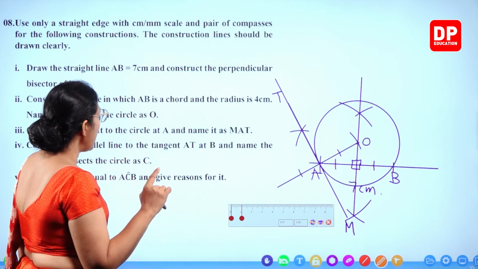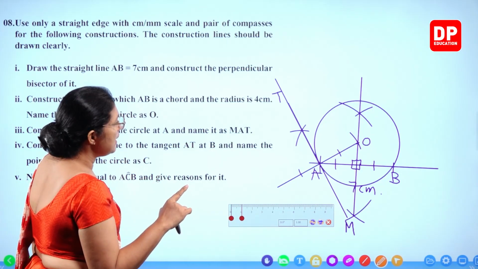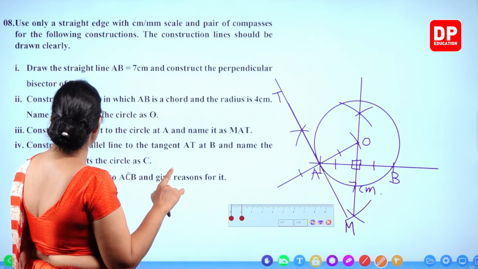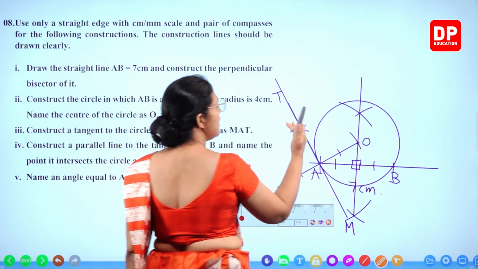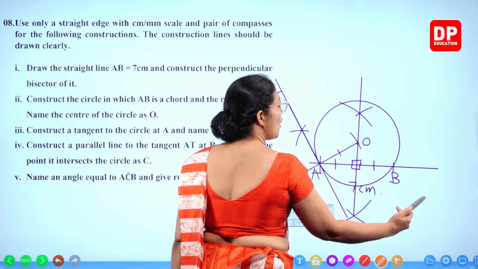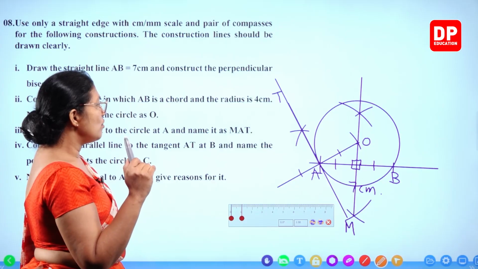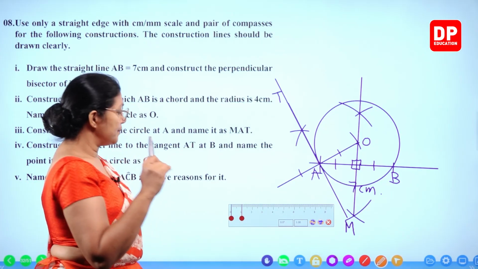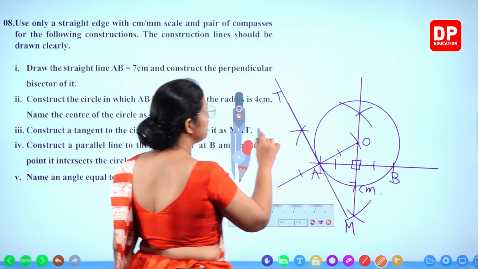We'll take this point as T, any point T here. Construct a parallel line to the tangent AT at B and name the point it intersects the circle as C. So you have to draw a parallel line to AT along B. How do you draw a parallel line? You can use the parallelogram method. So take the compass.